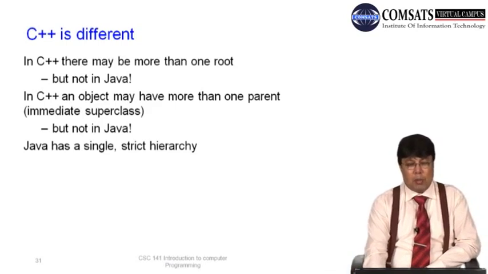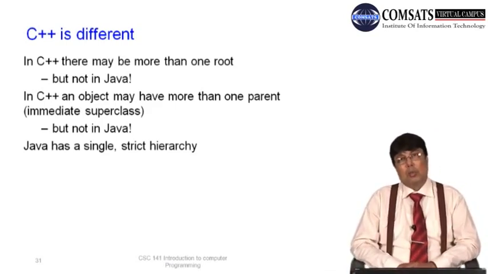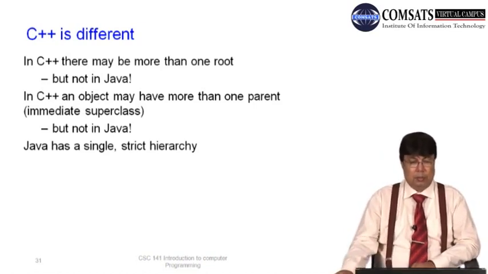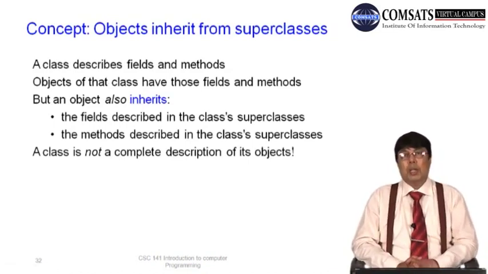So the C++ object may have more than one parent and immediate superclasses. But in Java, as I said, it is not there. So an object inherits from superclasses. That is a very, very important feature that I would like to go through.